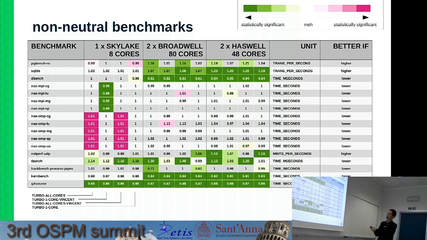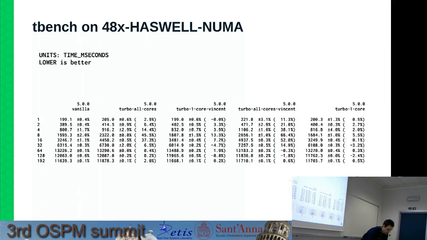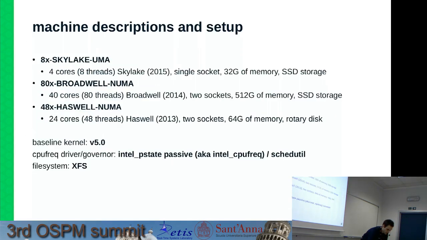So there are 3 machines here, my Skylake, the Broadwell, and the Haswell. Why don't I have the slide? Don't tell me that I forgot. This one. I skipped that for some reason, but these are my test boxes: Skylake, Broadwell, Haswell, kernel 5.0, file system is XFS.